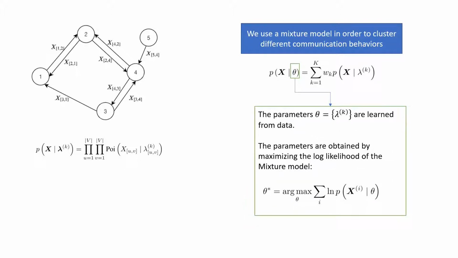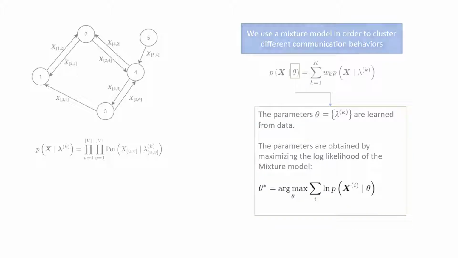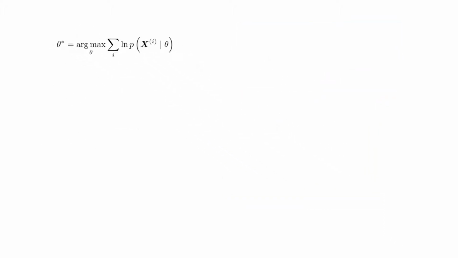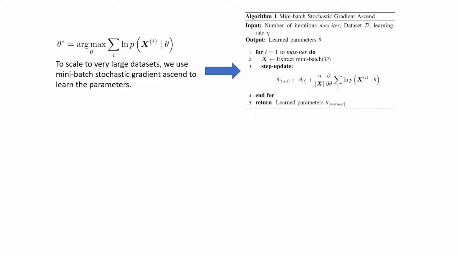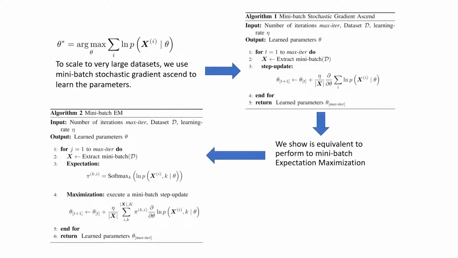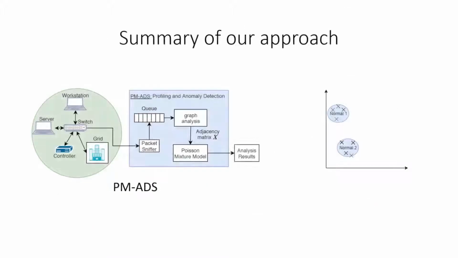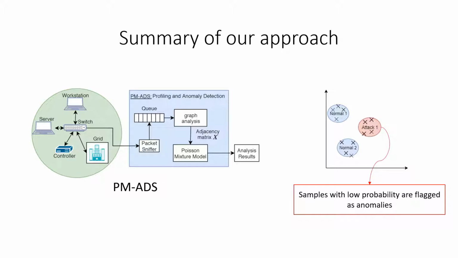The parameters are obtained by maximizing the log likelihood of the mixture model. In order to scale to very large datasets, we use mini-batch stochastic gradient descent. We also show that this is equivalent to performing mini-batch expectation maximization. This is the summary of our approach. Samples with low probability are flagged as anomalies.